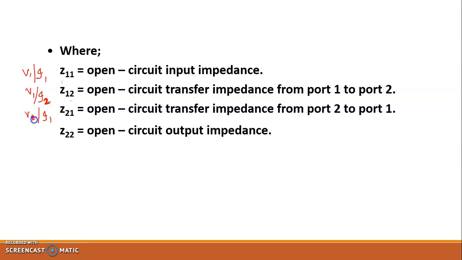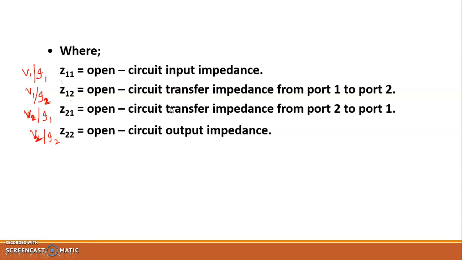Okay, so what is the influence of V2, the voltage connected at port 2, on the current I1? That is why it is known as the open circuit transfer impedance from port 2 to port 1. And the last parameter is Z22, the ratio between V2 and I2, and it is known as the open circuit output impedance, because it is a ratio of voltage and current at the output side. V2 by I2 at the output side is known as the open circuit output impedance. So these are the names of the parameters.